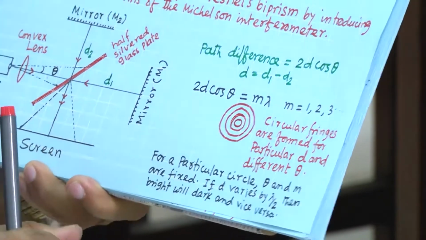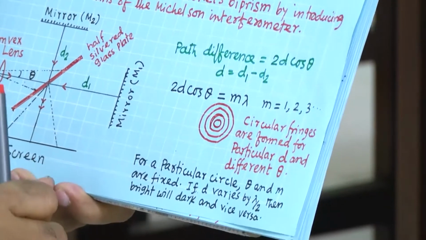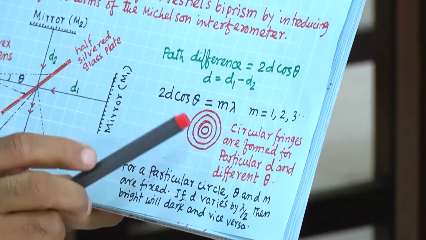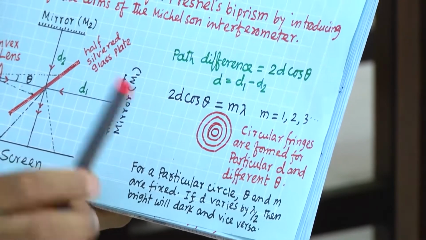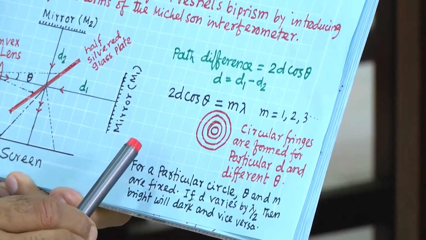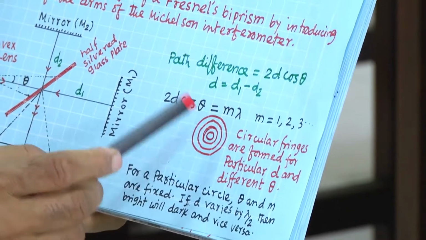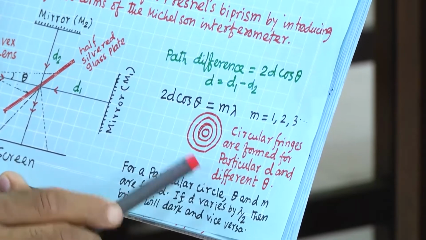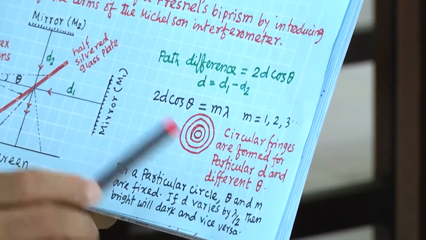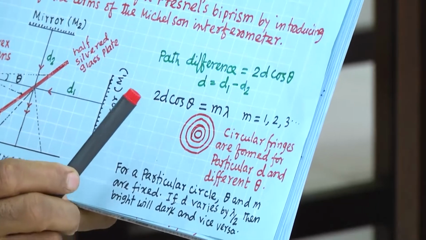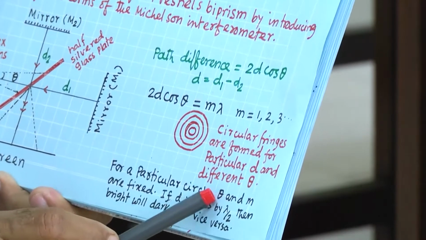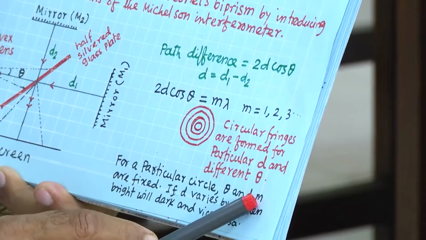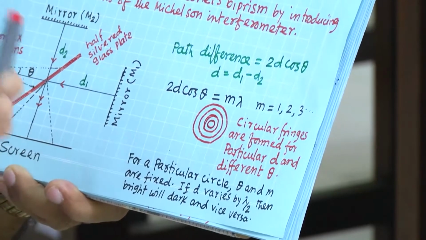And another case may happen: if we look at the center fringe, it is the mth order. Or for any particular circle, whatever the order, that circle or that fringe is for a particular theta, a particular order and a particular m. Okay. So, then that is fixed.